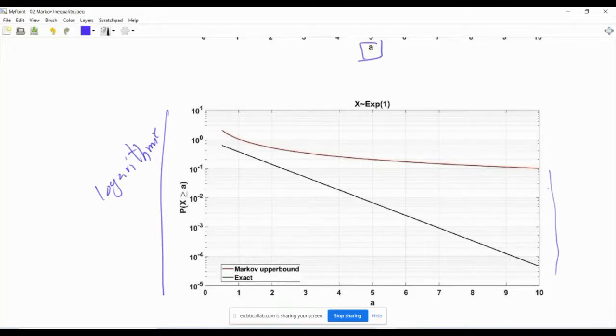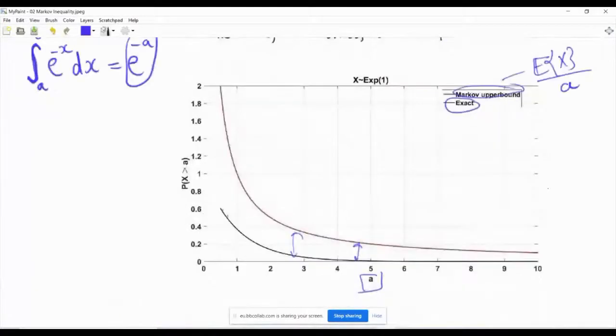So in practice, sometimes we don't know the distribution, and we can just estimate the first moment. So the Markov upper bound is generally not a tight upper bound. So a tight upper bound is an upper bound on something that is close to the true or the exact value, right? But it is not a tight upper bound. Not only this, basically the upper bound can exceed 1.